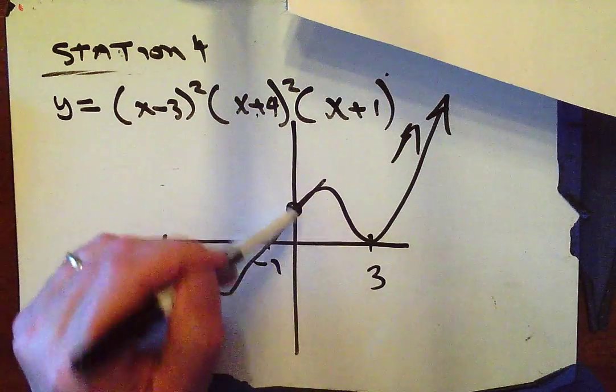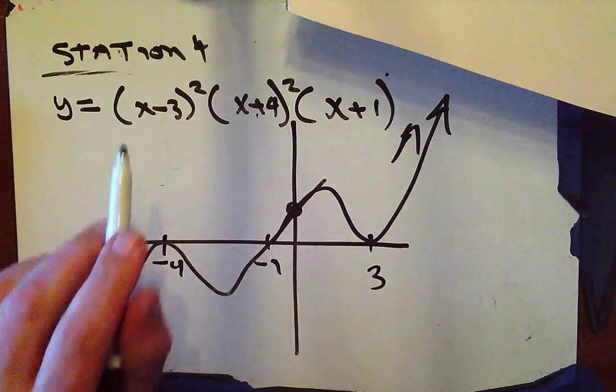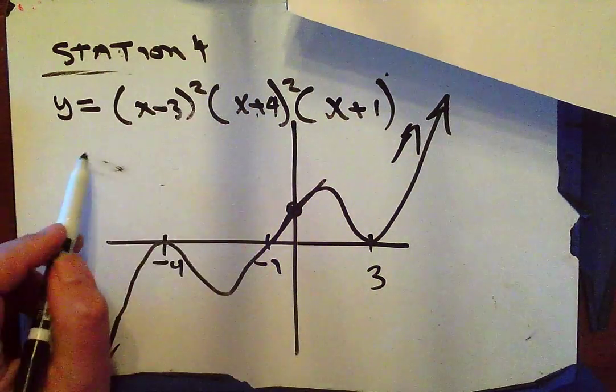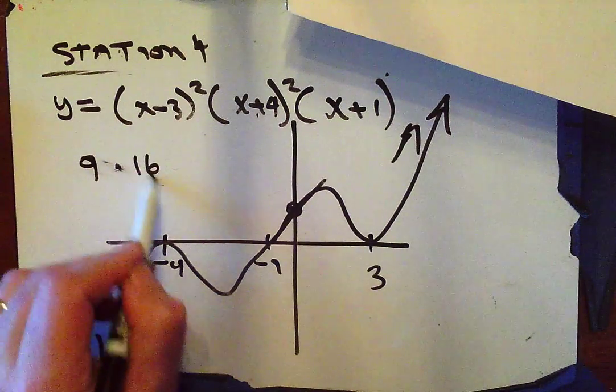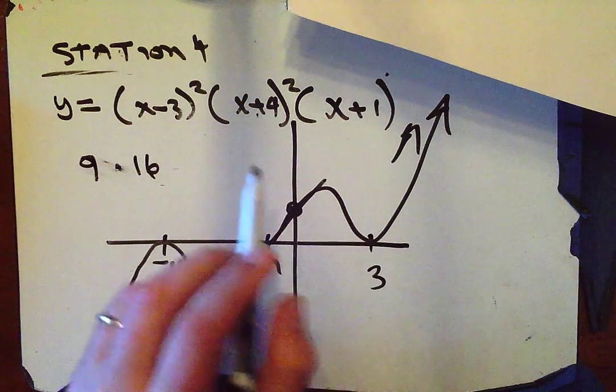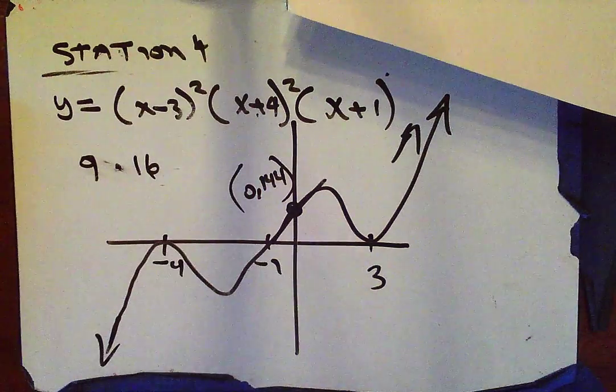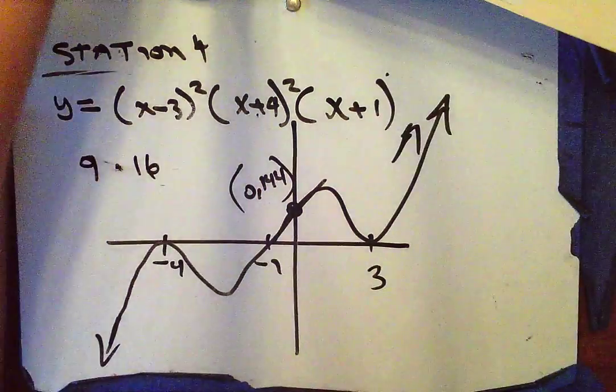My y-intercept, what I get from plugging 0 in for all these x's, is going to be negative, no it isn't, that's a squared, it's going to be positive 9 times 16 times 1, which is 144. Okie dokie, that was station 4. Let's take a look at station 5.